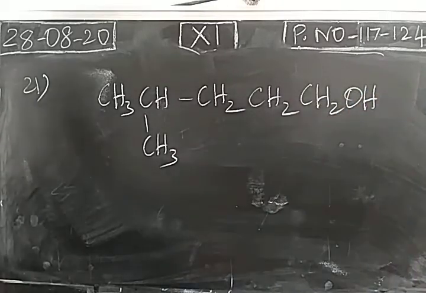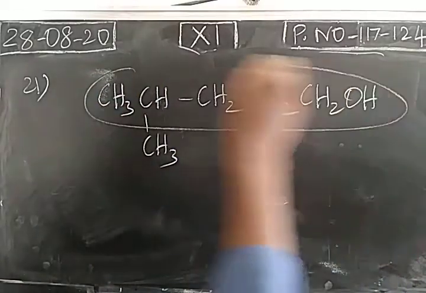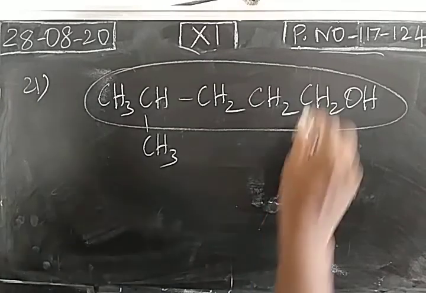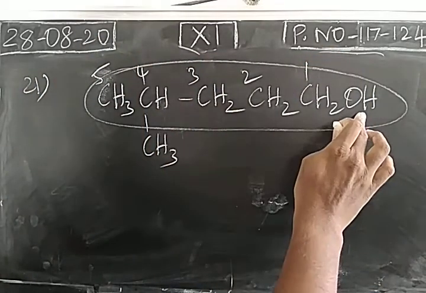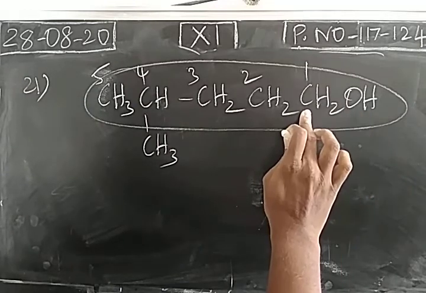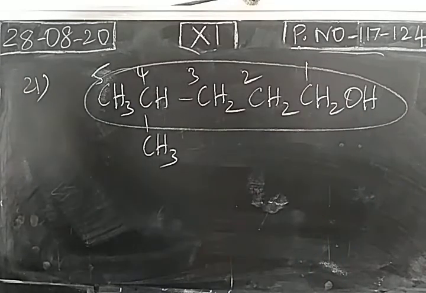For the alcohol functional group, we select this as the longest chain, and the number should be given from right to left, because the alcohol should have the lowest possible number. So this carbon will have the least number 1. So this is the correct method.